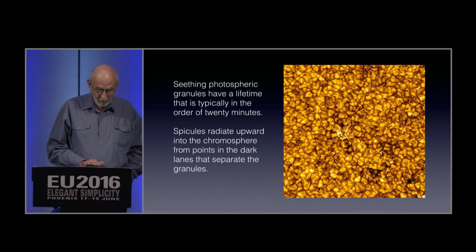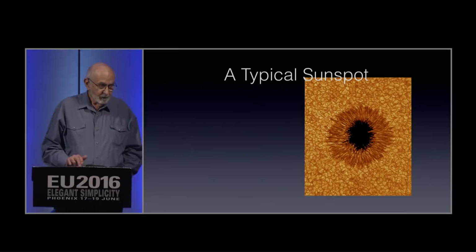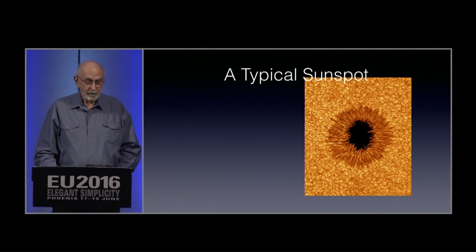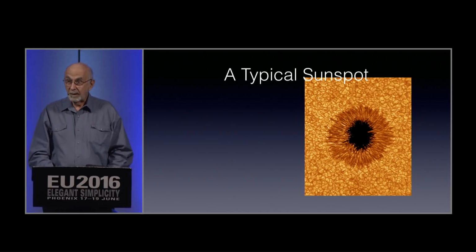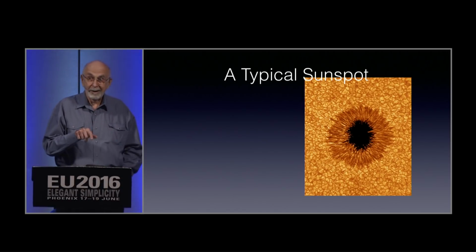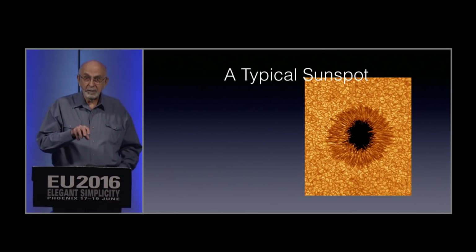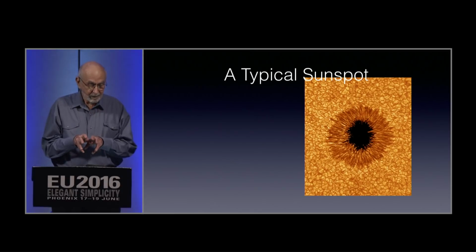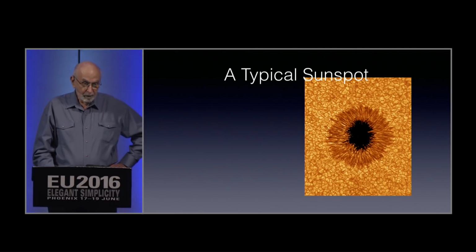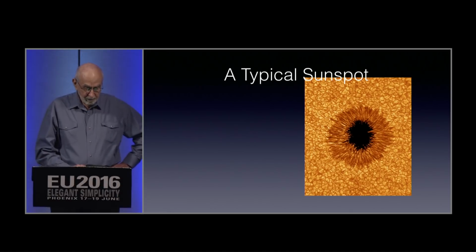Well, there's a typical sunspot. And you might say, well, what's a sunspot? Well, a sunspot's where the photospheric tufts are not. It's a region where the photospheric tufts don't exist. And so there's been a good deal of work done in the laboratory on anode tufts.